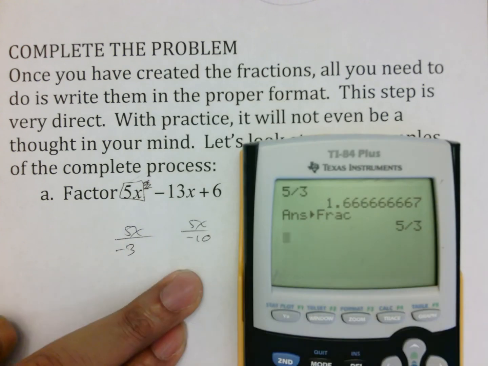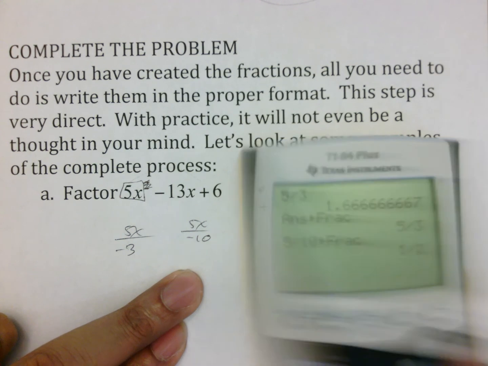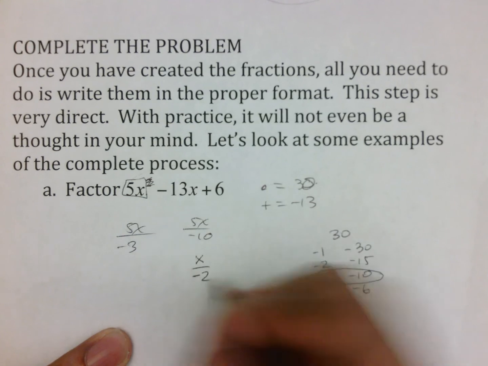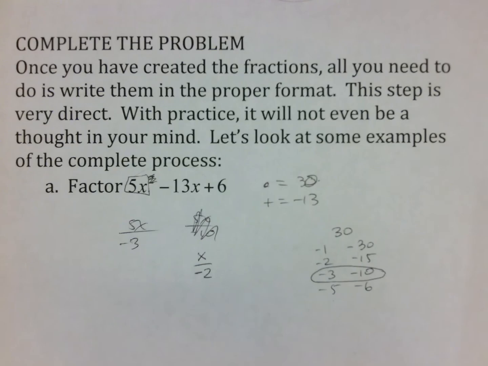Coming over to here, 5x over 10, so just do 5 divided by 10, which I'm sure some of you already know what it is. You end up with 1/2, and so that means, remember, we don't need the 1, so we get x over, again, it's going to be a negative 2. This has been reduced. And so to finish the problem, again, this is all you have to do.